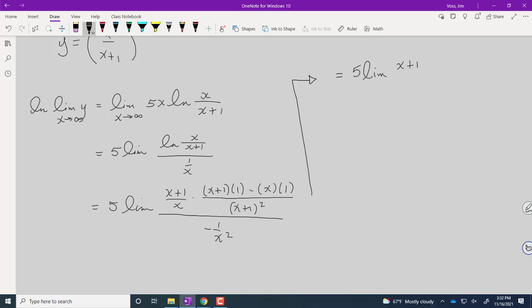So let's write out what we have. We have x plus 1 over x. This becomes 1 over x plus 1 squared. Flipping this becomes negative x squared over 1. Canceling where we can cancel, we end up with minus x over x plus 1. And what is that limit? Negative 1. So negative 5 once we multiply by the 5.